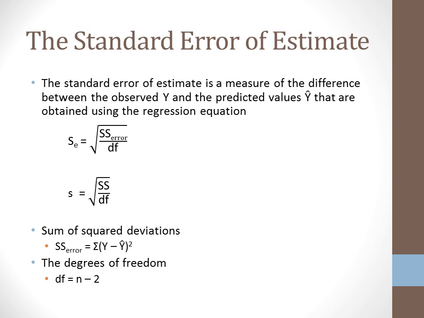Just by looking at this, you can see that the smaller the standard error of estimate, the larger the correlation between X and Y. So the smaller your error, the stronger the relationship between your variables.